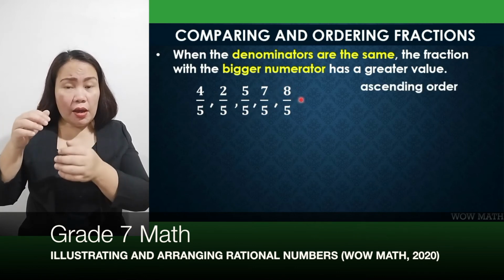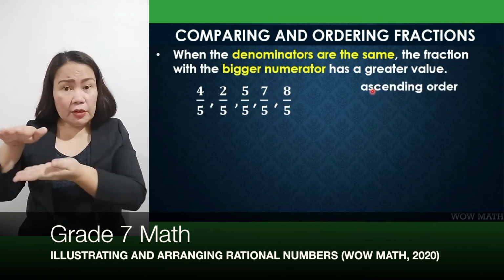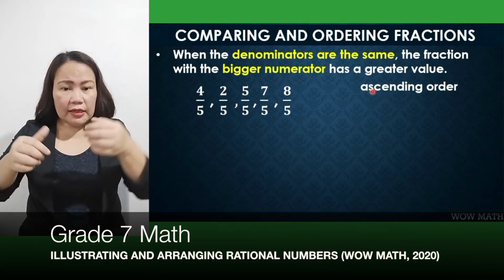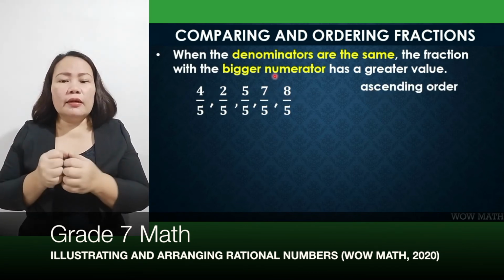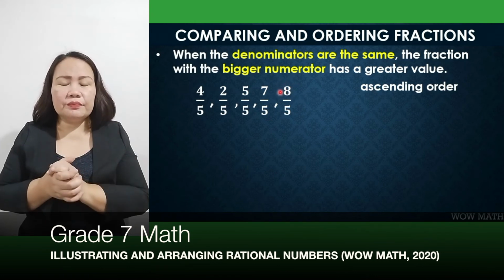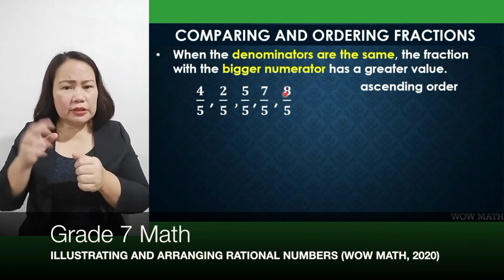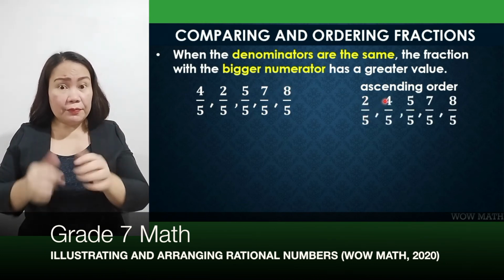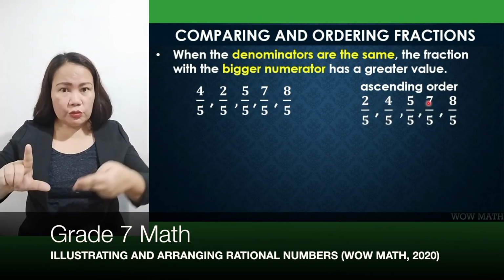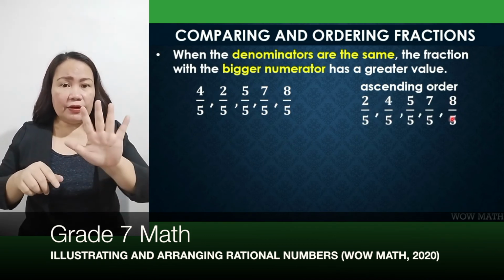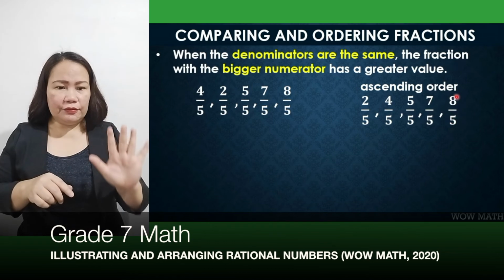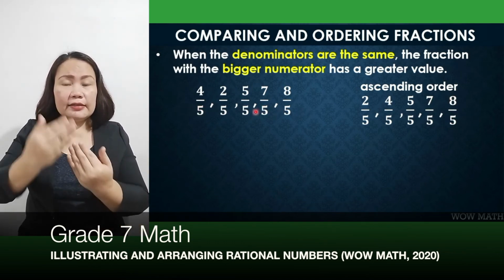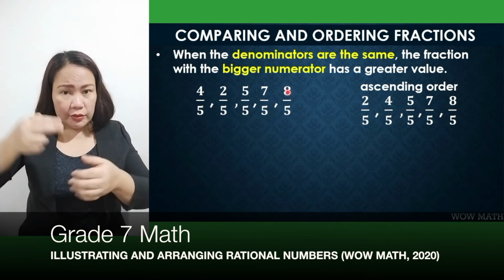So, if you're gonna arrange this in ascending, when we say ascending from smallest to largest, from least to greatest, so we will have, ano ang pinakamababa? Kung ang pinakamataas na number, ang pinakamataas ang value, therefore, ano ang pinakamababa? We have 2 over 5, followed by 4 over 5, and then 5/5, 7 over 5, and then 8 over 5. Alright? So, ito ang pinakamataas. Kasi kapag pare-pareho ang denominator natin, madaling makikita. The bigger the numerator, the higher the value.